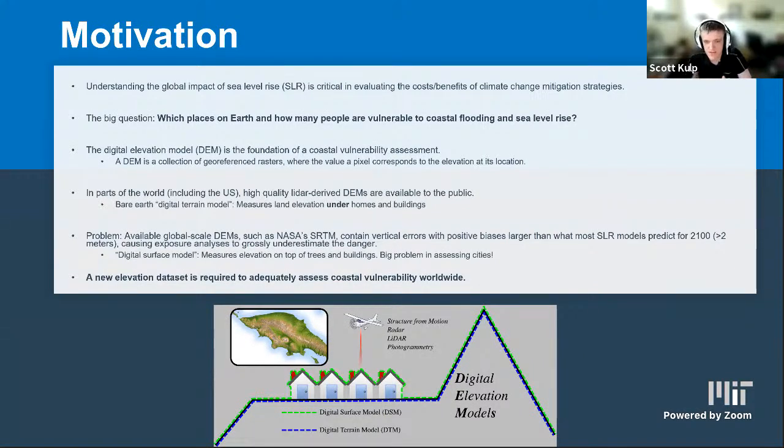The most commonly used global elevation model is NASA's SRTM. On average, it estimates elevations about 2 meters too high. And when you have sea level rise projections of about 1 meter by end of century, that's going to be a big problem. It's even worse in cities. So our goal here is to develop a new elevation model at a global scale.